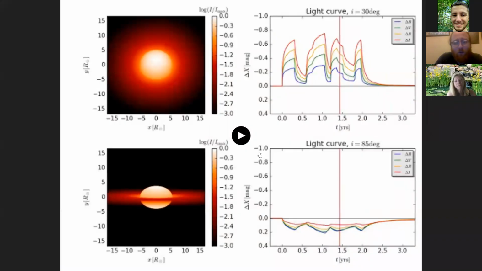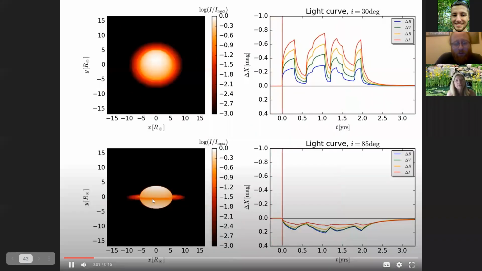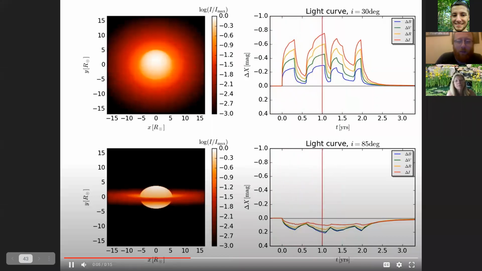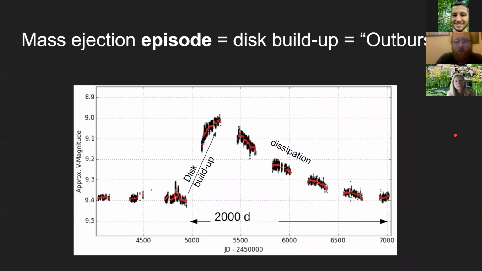But we see the opposite for edge-on stars, where the buildup of a disk actually causes a net dimming in the system because the photosphere is blocked by the disk. So this is what a disk buildup looks like in a light curve. The whole system gets brighter as the disk is built up, but then if mass loss turns off, the disk dissipates and the whole system gets dimmer.